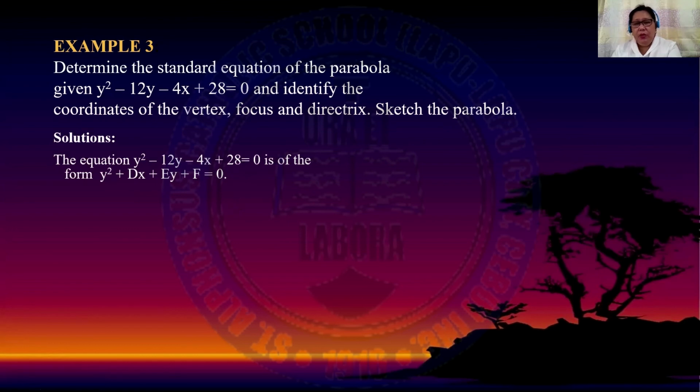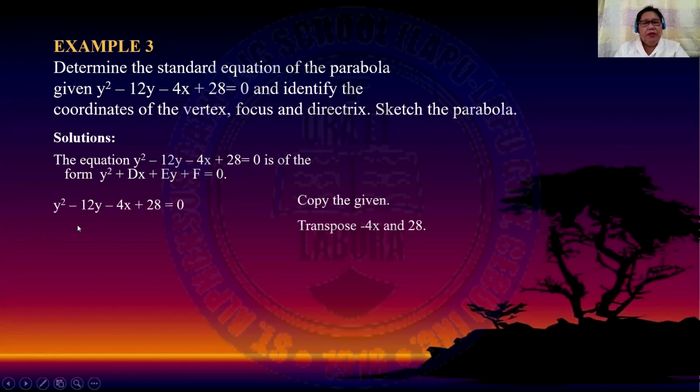That's the general equation. So copying the given, all you have to do is to transpose negative 4x and positive 28. So what we have, y squared minus 12y is equal to positive 4x minus 28. Then you have to complete the square. Take the half of 12, that is 6. Square it, 36. And you also add 36 to the right side.